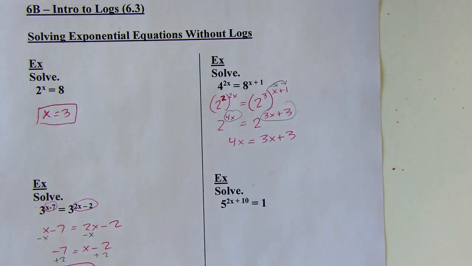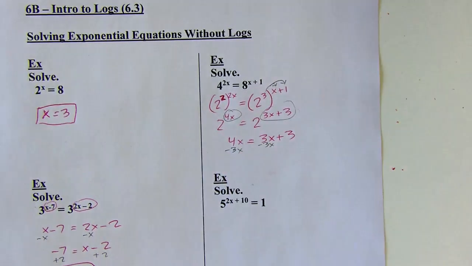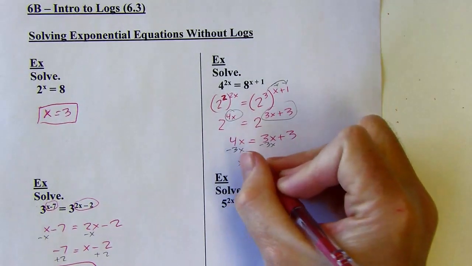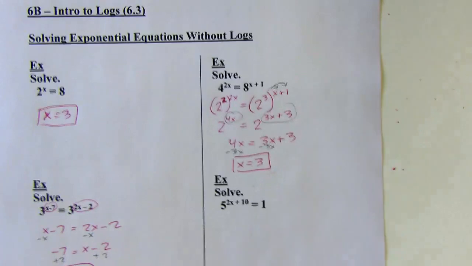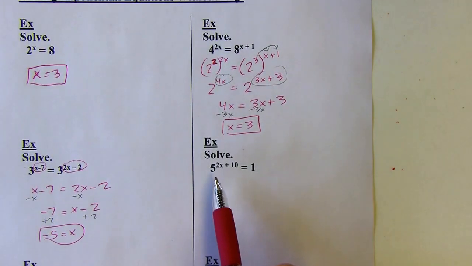And subtract 3x from both sides. And x equals 3. Okay. All right. This is another instance. This one looks a little complicated.